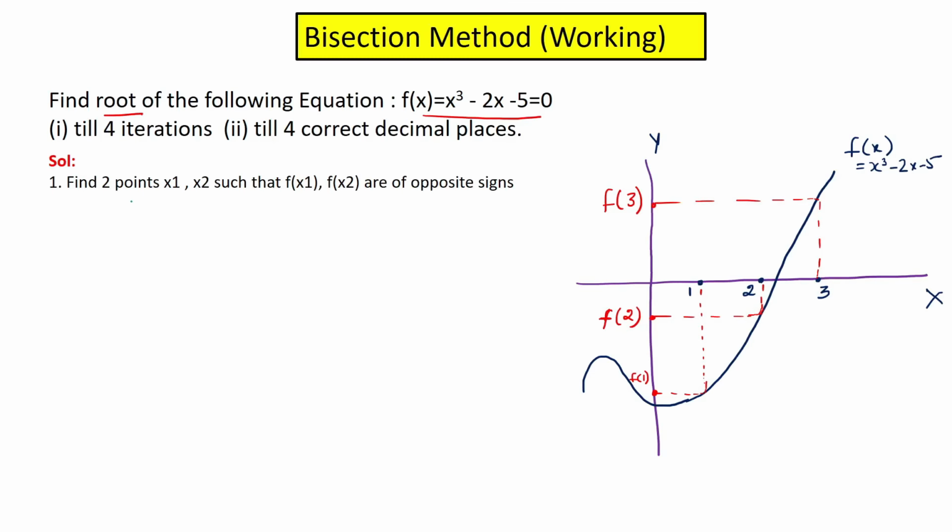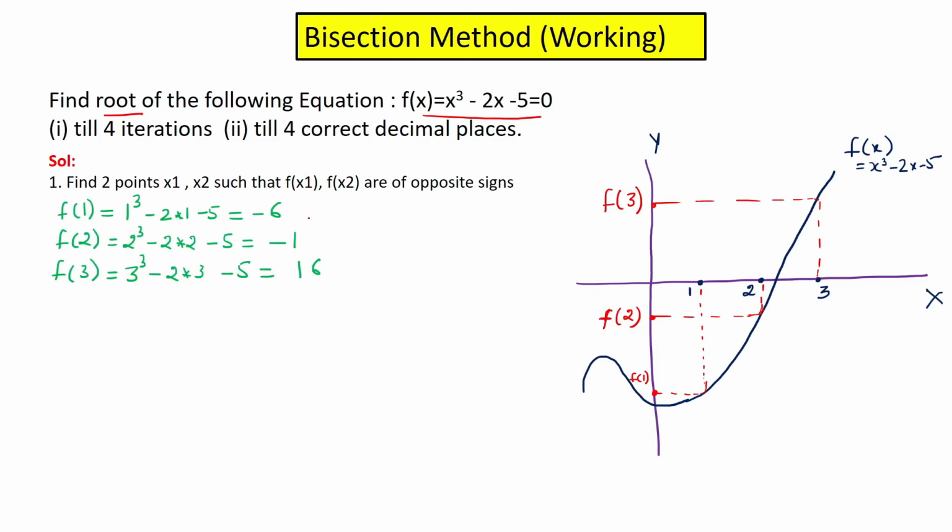So the first step in the working of the bisection method is we have to find the two points x1 and x2 such that if we multiply the value of f(x1) into f(x2), we should get a negative value. That means these two values should be of opposite sign, as we have discussed earlier. So for this you have to take some values of x and try them by putting them into the function. So here what I have done is I have taken the values of x as 1, 2, 3 and I have tested the values.